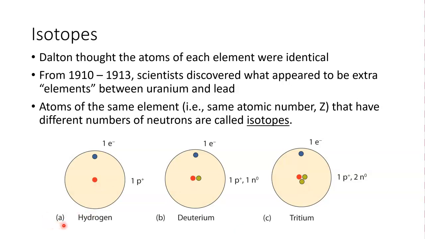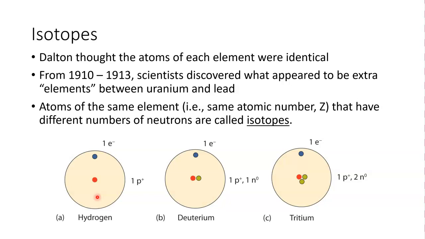So this is a picture showing the 3 isotopes of hydrogen. So we've got hydrogen or protium, but nobody really calls it that. Hydrogen 2, which is deuterium, and then hydrogen 3, which is tritium. And each of these has 1 proton because they are a hydrogen atom, but the number of neutrons is different in each one. And so these atoms of the same element have different numbers of neutrons.